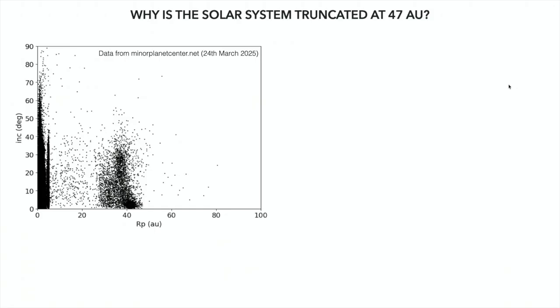Okay, so why does the solar system just end? And everything outside of 47 AU is inclined and eccentric. So these are the trans-Neptunian objects like Quaoar and Sedna and all these objects. Why are they sprayed like that?